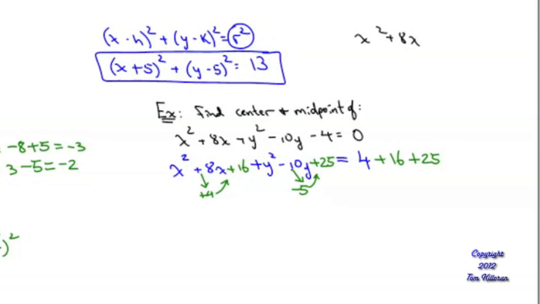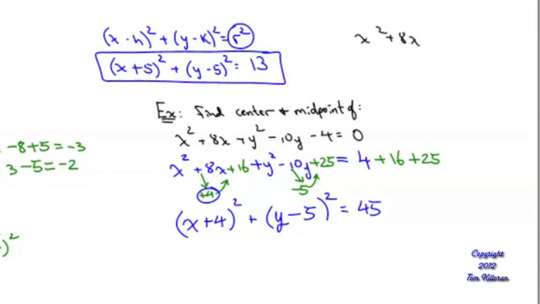Now we have created two perfect squares. What's the first perfect square? x plus 4, because of this half number. And this one is y minus 5. I've seen people put x and then they get confused. 4 plus 16 is 20. 20 plus 25 is 45.